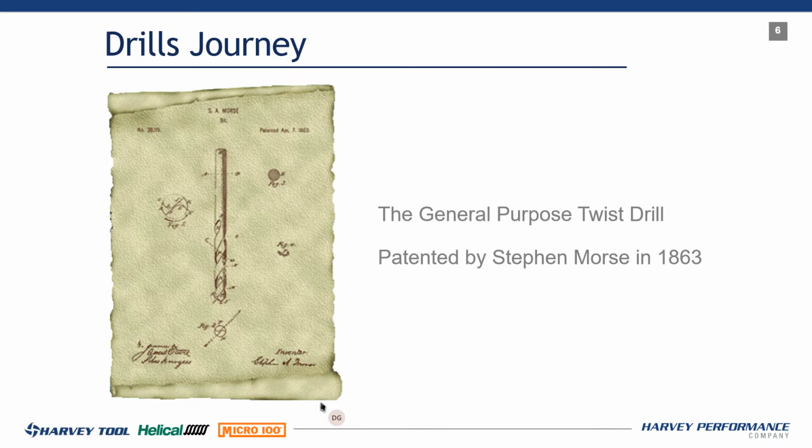So this is my idol, the fact that I'm a drill guy. The general purpose twist drill was patented by Stephen Morris in 1863. And if anybody knows the Morse Cutting Tool Company, that's kind of where it started. The drill's journey actually started with the Morse Cutting Tool Company. So that's just a little bit of history before we dive into the tool.